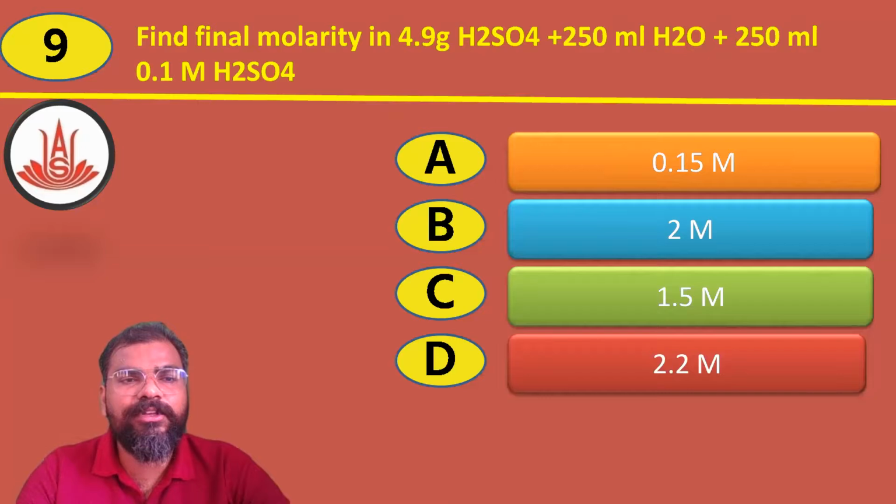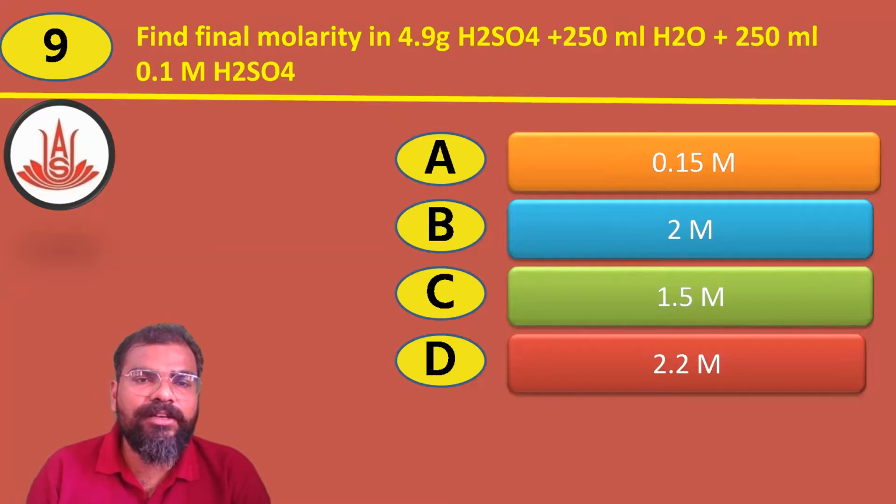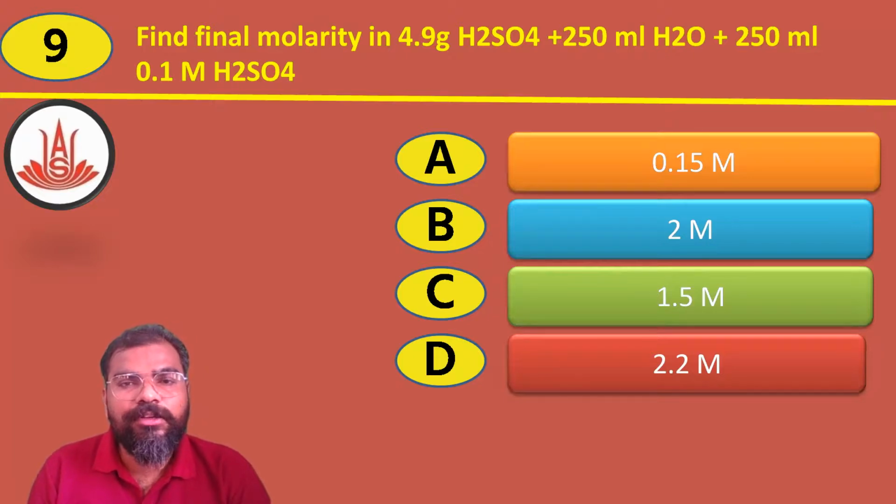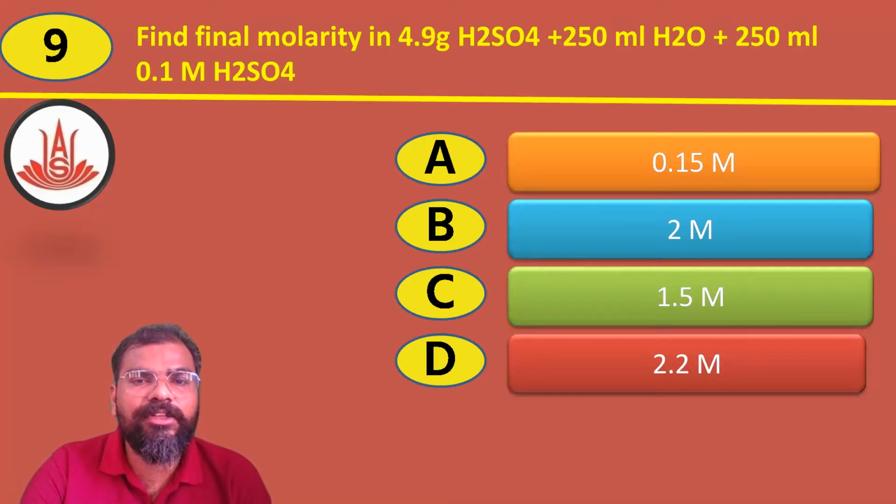Then question number 9: find the final molarity in, once again, 4.9 gram of H2SO4 plus 250 ml of H2O plus 250 ml of 0.1 molar H2SO4. There are 4 options they have mentioned: 0.15, 2, 1.5 और 2.2. ये जो last के 2-3 questions हैं, which are having the similar method to find out the final molarity of the solution. Let us solve this.